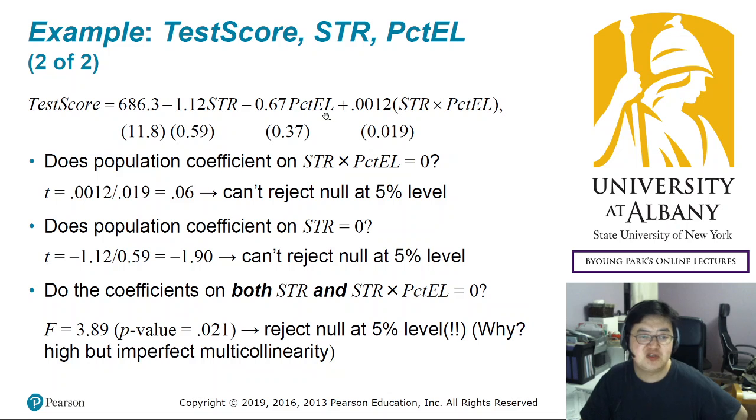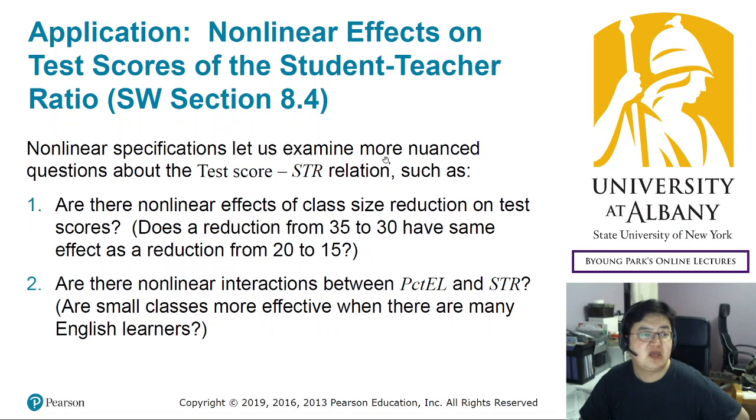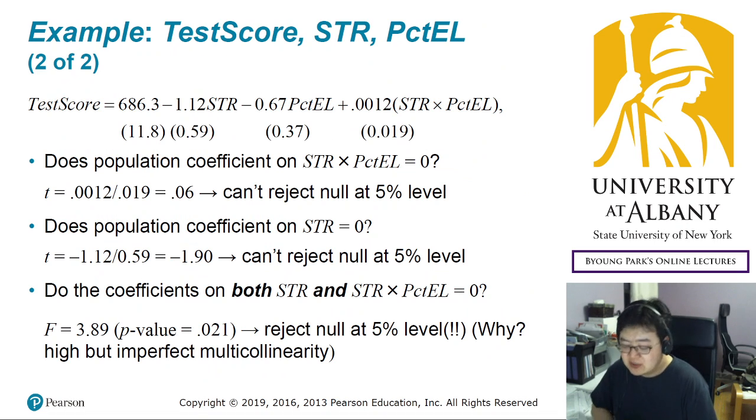So the percentage of English learners is an important variable. So that's what we see from the result. Okay, so this is it.